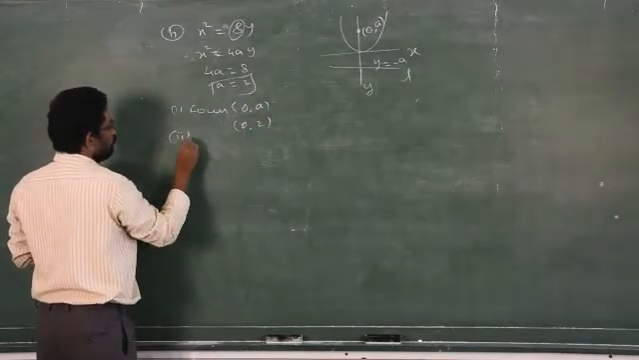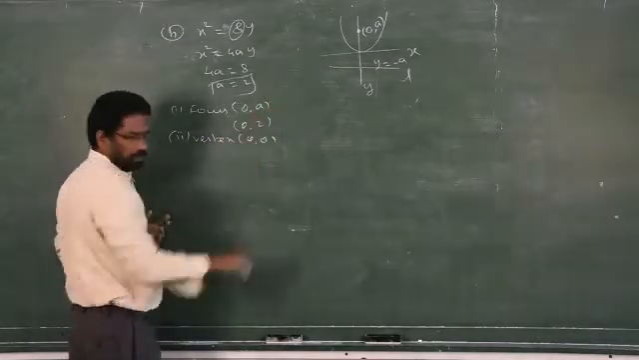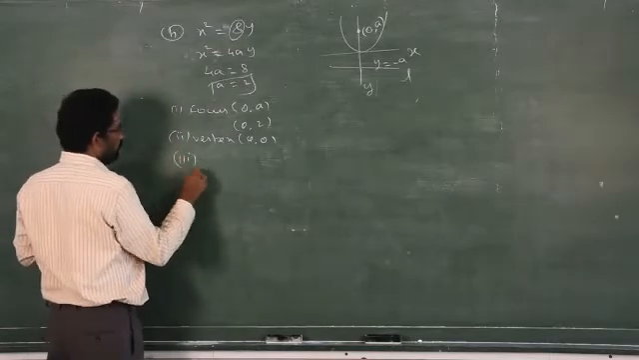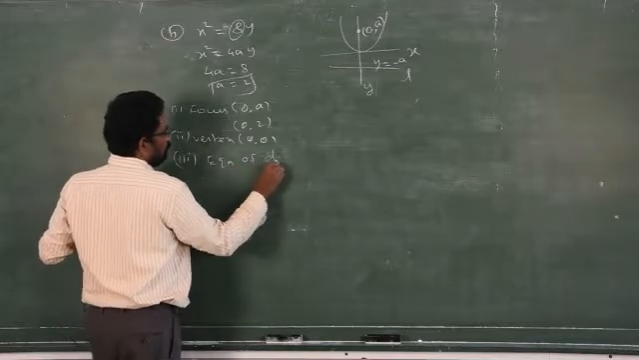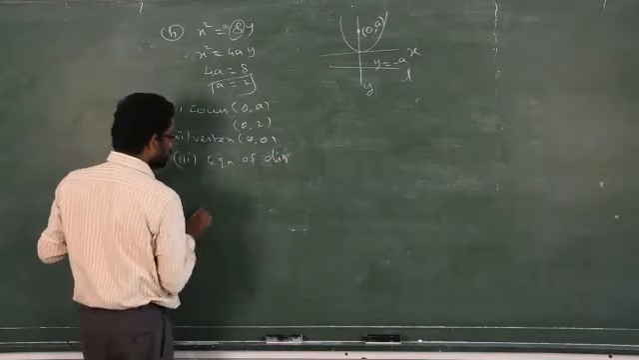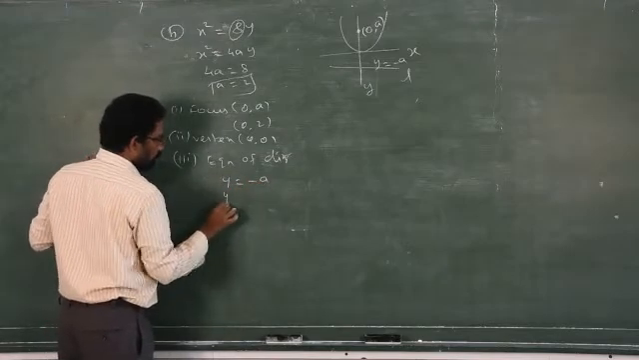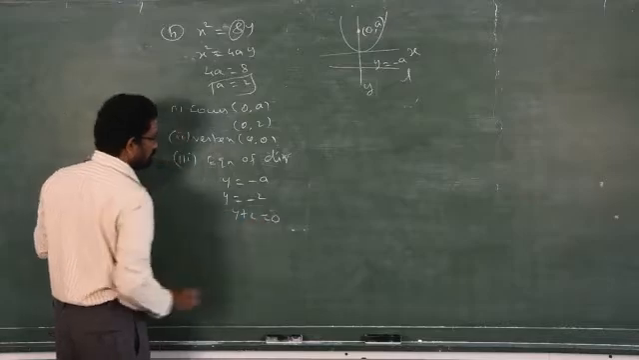Then the second point, the vertex: (0, 0), passing through the origin. And the third one, the equation of the directrix. What is the equation of the directrix? y is equal to minus a, y is equal to minus 2, which will give you y plus 2 is equal to 0.